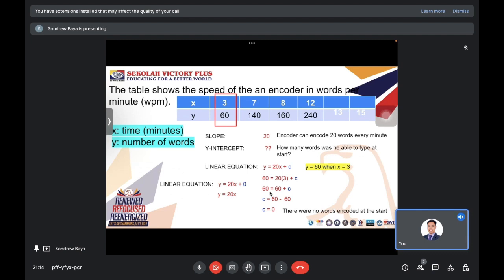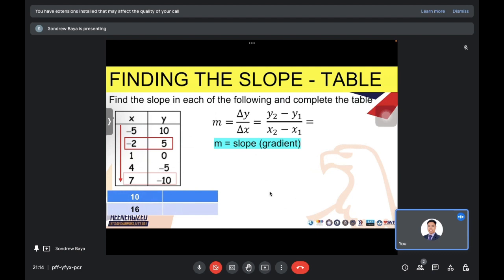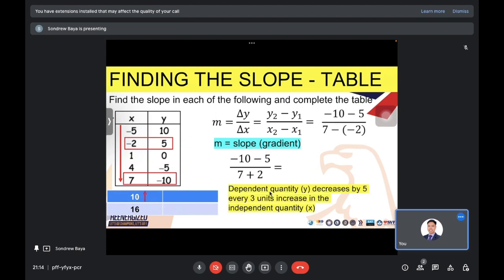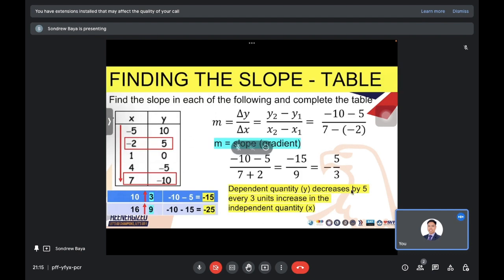This will be my last example. Suppose we have this table of values. Find the slope in this particular table. So here, the strategy, remember, we just choose 2 points and then find the change in y and the change in x. So we now have this previously. Therefore, this is actually our slope. So our slope is negative 5 over 3.